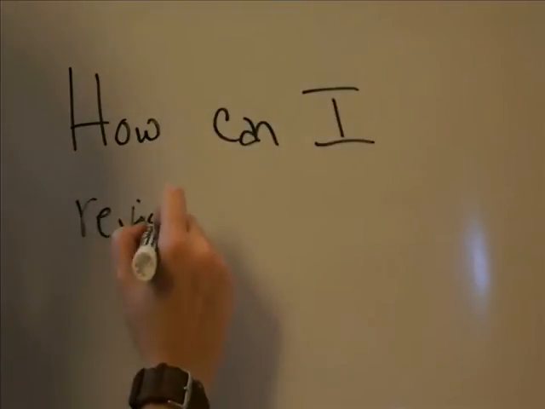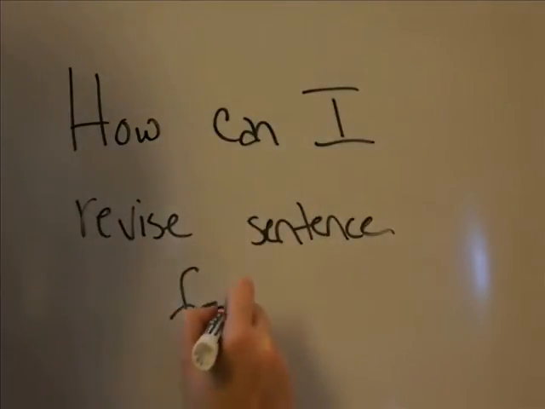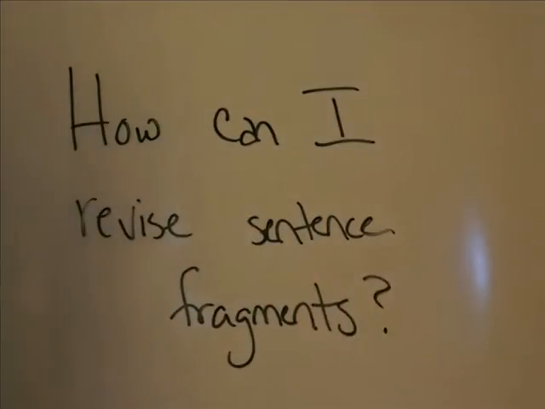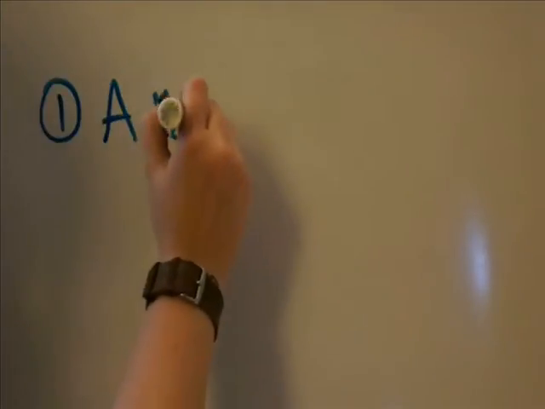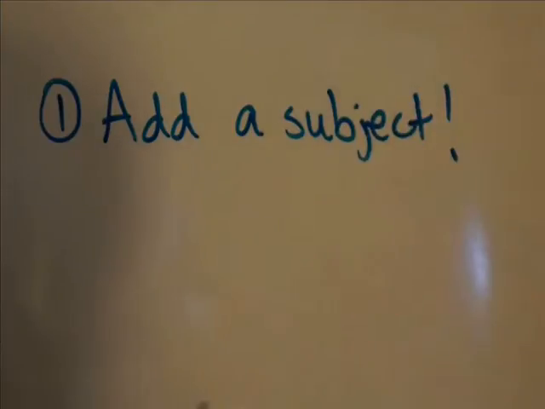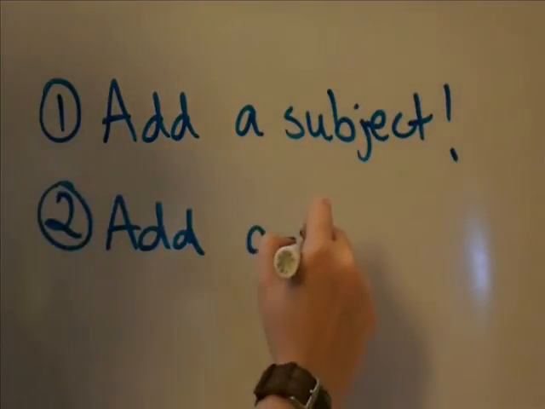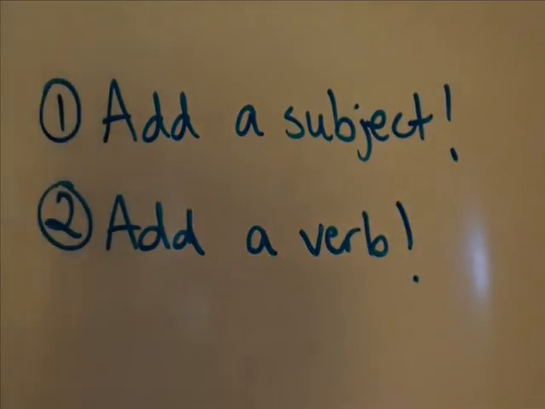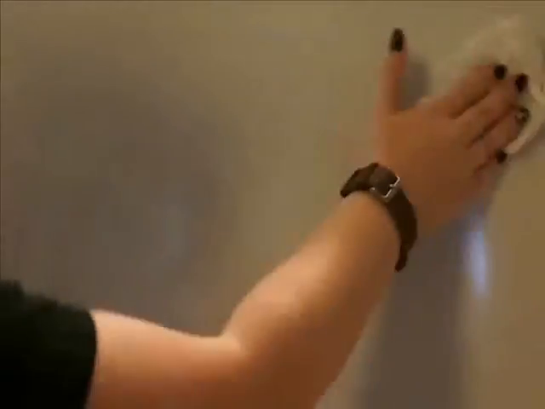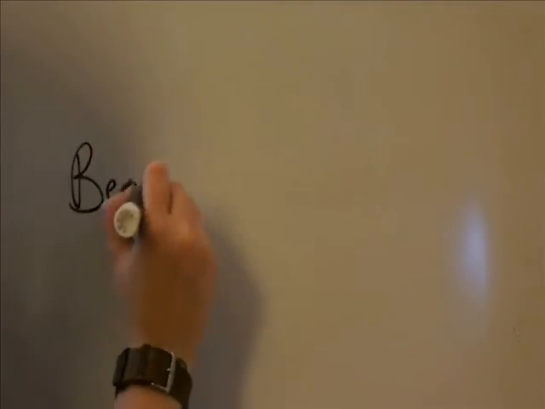Now, the big question on everyone's mind, how can I revise my sentence fragments? Well, you have two options, really. The first one is just to add a subject. Sentences need subjects. The other one is to add a verb. And if you have a subject and you have a verb and they're both acting as subjects and verbs, then you should have no problem here.